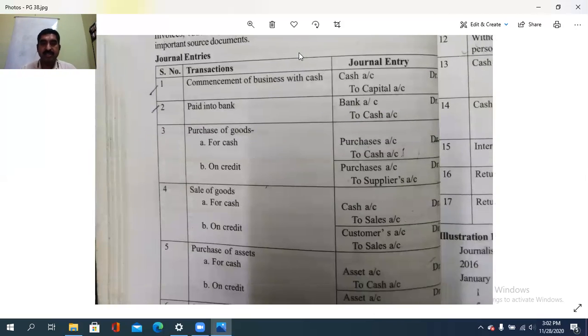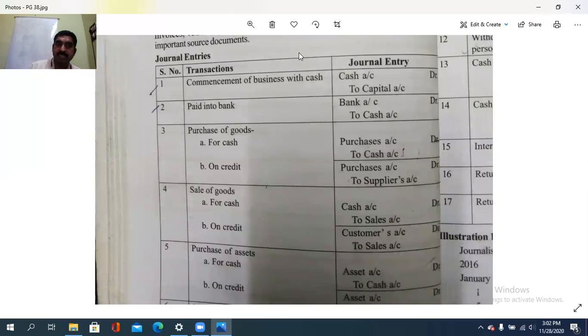Like that, purchase of goods for cash: purchase account debtor to cash. What is coming in? Goods are coming in, isn't it? Purchase account, so debit all expenses and losses. Expense: goods are purchased. That is why purchase account is debited. And why is the cash credited? Because cash is going out of the business. So that is purchase account debtor to cash.